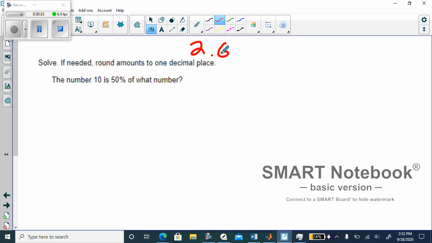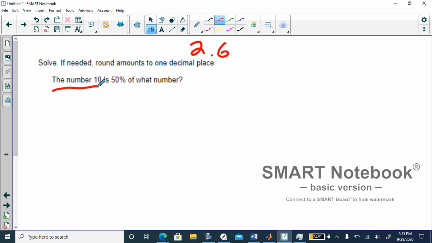Let's look at a few examples out of 2.6 to try to clarify some things. So for this one, we're going to begin by translating it into symbols, into an equation. So the number 10, so that's 10, means equals 50% of what number? So of means multiply. We don't know the number, so let's use a variable. When 50%, we need to put that in decimal form.